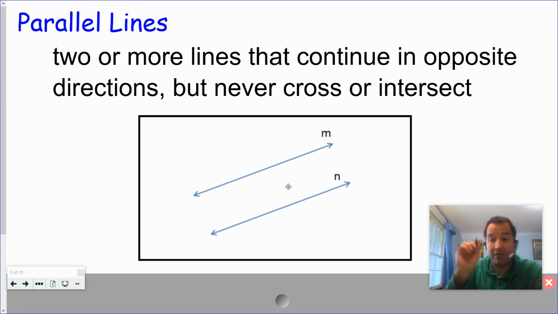Okay. Oh, by the way, I forgot to point out there are a couple things that you need to know. These lines look parallel, but really technically we don't know unless we see something. Now, see this? It's a new pen. I'm trying it out. Hopefully, I can write a lot clearer.